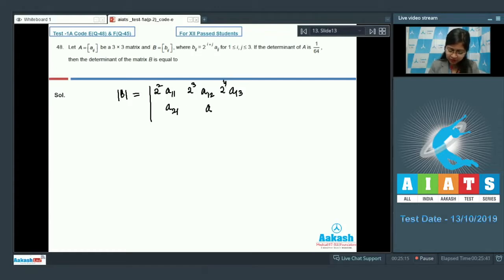Here we have A21, A22, A23, A31, A32, A33, and here we will get 2 raised to the power 3, 2 raised to the power 4, 2 raised to the power 5, 2 raised to the power 4, 2 raised to the power 5, 2 raised to the power 6. Right?